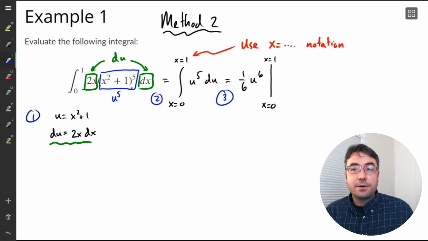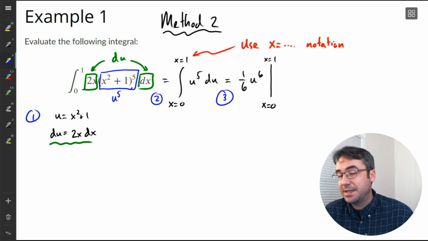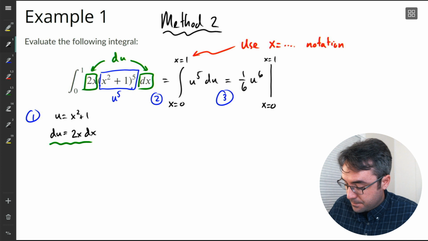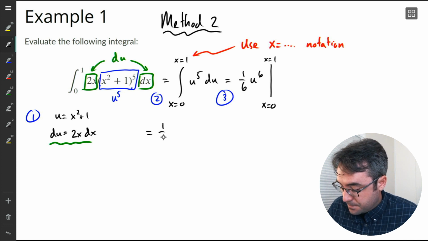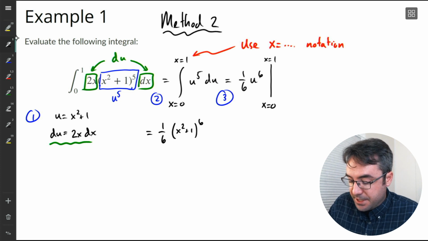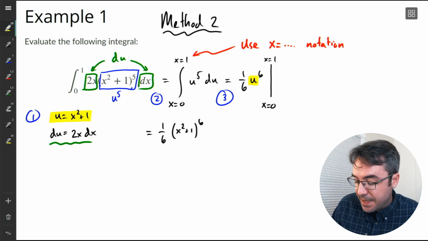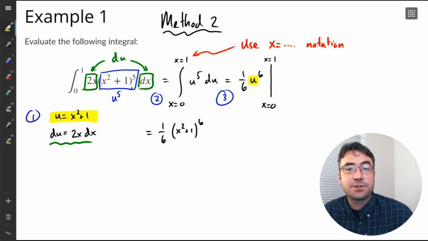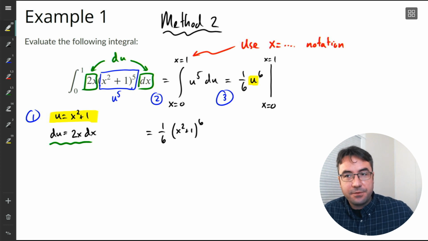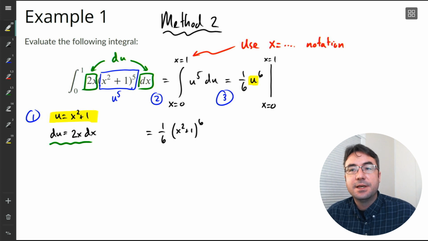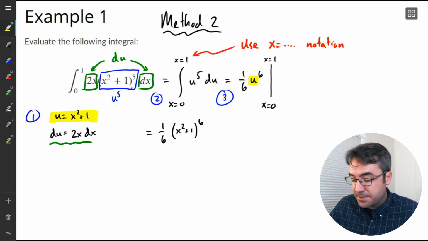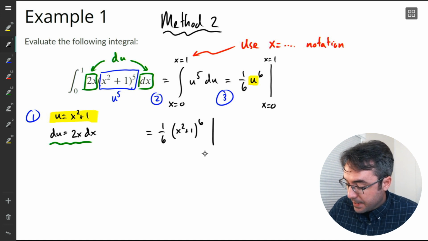Now, in step 4, for our normal indefinite integrals, we would convert this antiderivative back to x. So that's exactly what we're going to do. Wherever I see a u up in my antiderivative here, I know what u is. It's x squared plus 1. So I'm going to switch that back to x squared plus 1. So our antiderivative, if we get it all the way back to x, is 1 over 6 times x squared plus 1 raised to the power 6. And then we're going to evaluate this from x equals 0 to x equals 1.